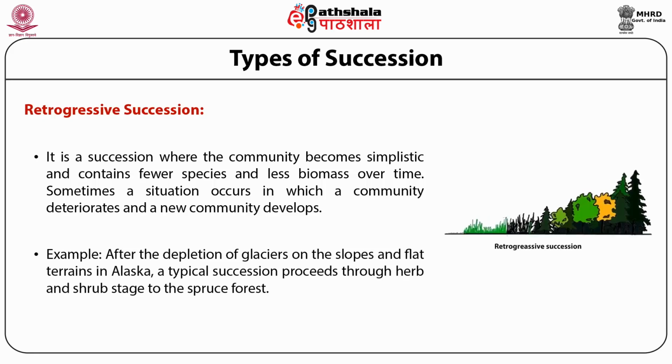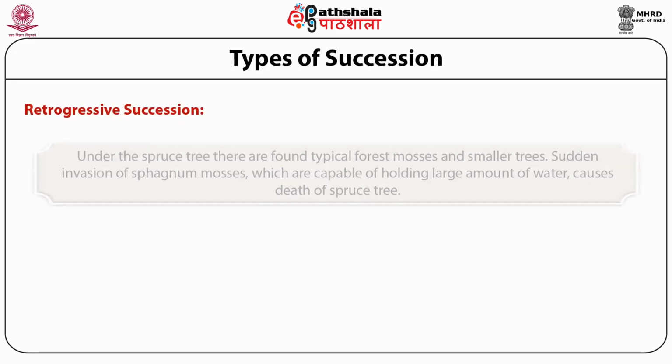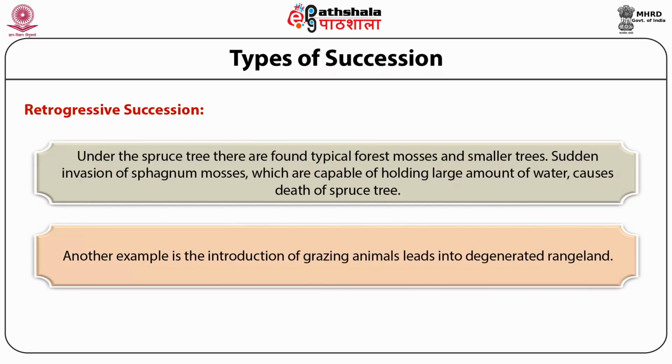Examples include, after the depletion of glaciers on the slopes and flat terrains in Alaska, a typical succession proceeds through the herb and shrub stage to the spruce forest. Under the spruce trees, there are typical forest mosses and smaller trees. Sudden invasion of sphagnum moss, which is capable of holding a large amount of water, causes death of spruce trees. Another example is the introduction of grazing animals that leads to degenerated rangeland.